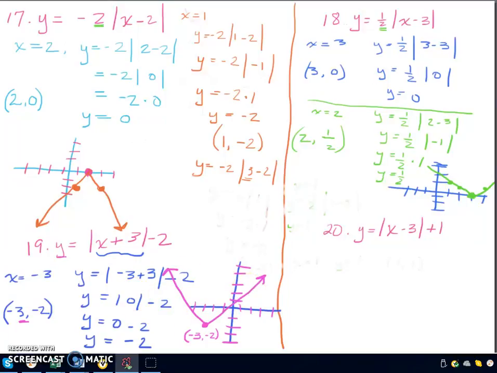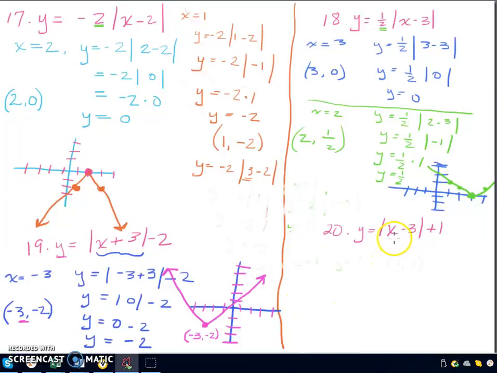Voila. So I want you to stop the video right now, and I want you to solve y equals absolute value of x minus 3 plus 1, and then click it back on and we'll have the answer ready for you. Okay, so turn your video off now.